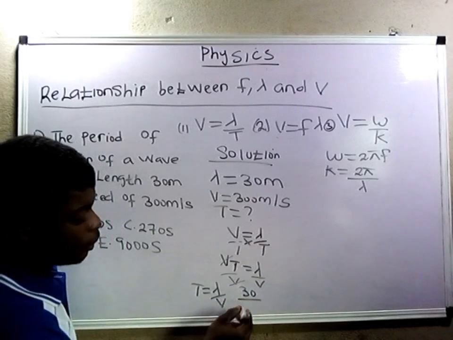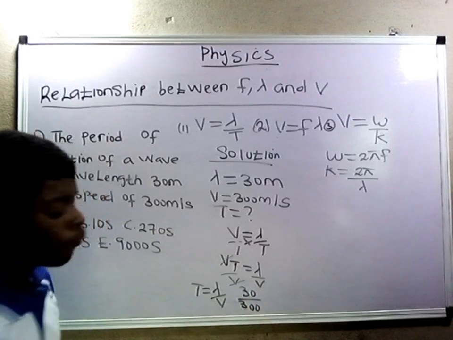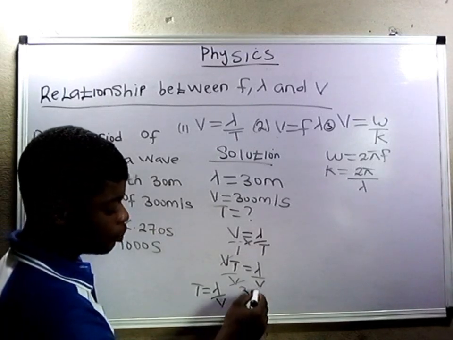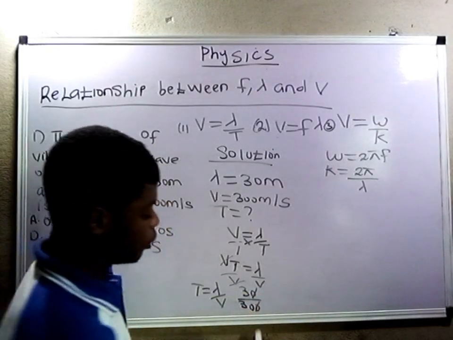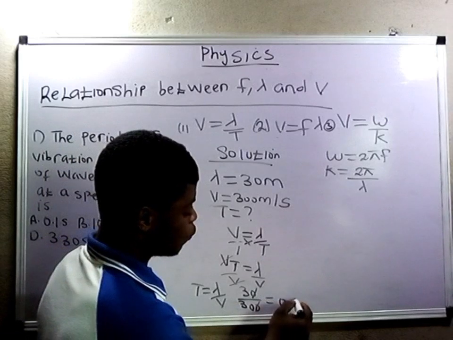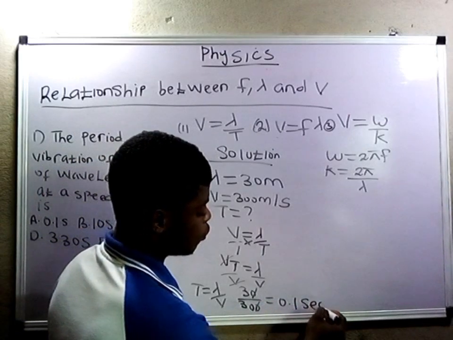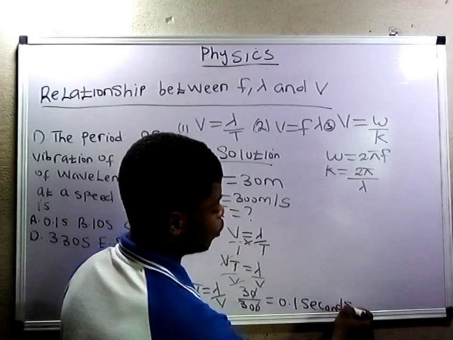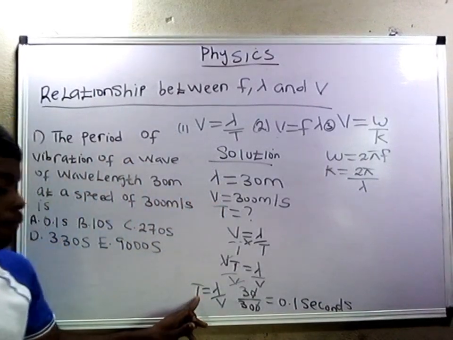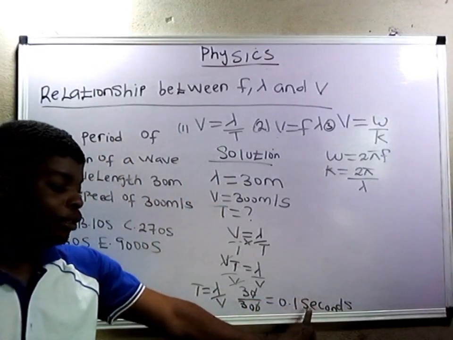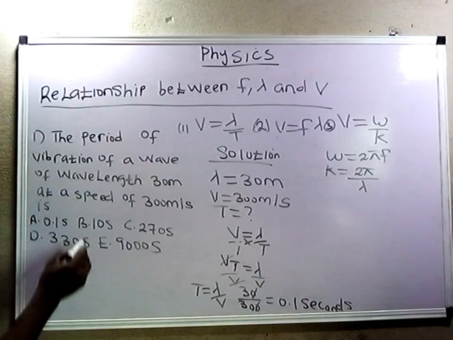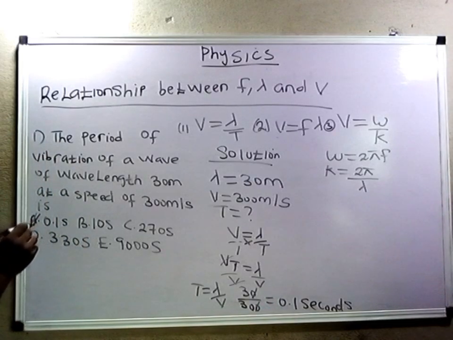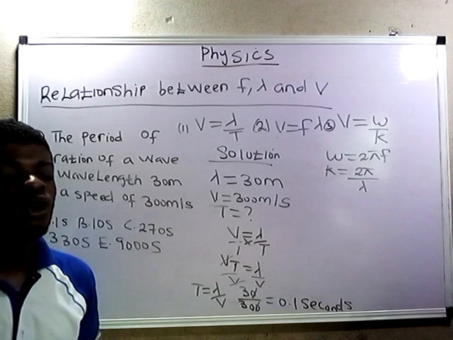Your velocity is 30. So let's solve. 0 cancels 0, so we have 3 divided by 30, which will give us 0.1 seconds. But let's also look at the period, and the SI unit for period is seconds, which is time. So it's 0.1 seconds, which is option B. So option A is 0.1 seconds. It answers this question. So let's take another question on this video lesson.